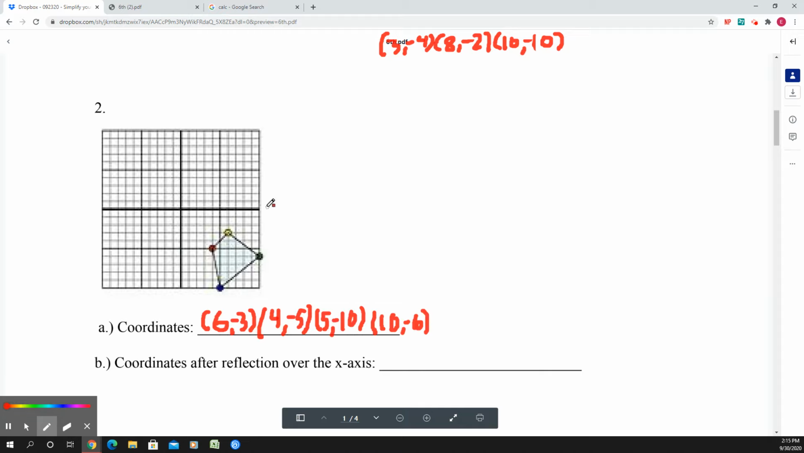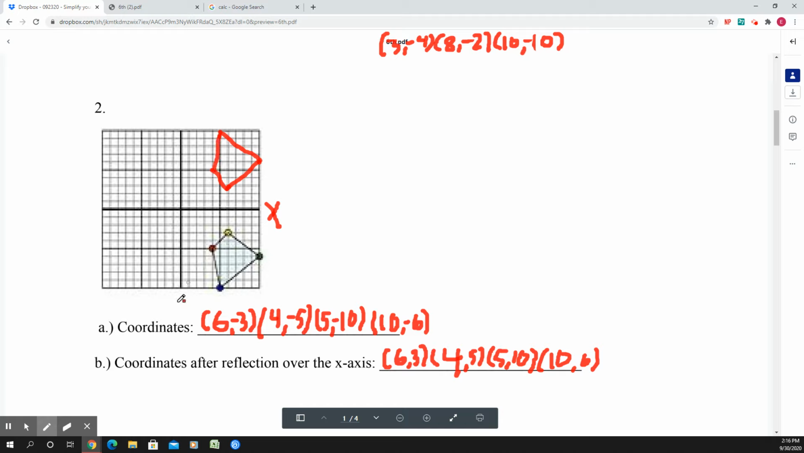Okay. And after we reflect it over the x-axis, it's the same thing. You just reverse all the y's. And if you try drawing it, it should look a little something like this. 6, 3, 4, 5, 5, 10, and 10, 6. And if you look at it, it's an exact reflection of our first polygon.